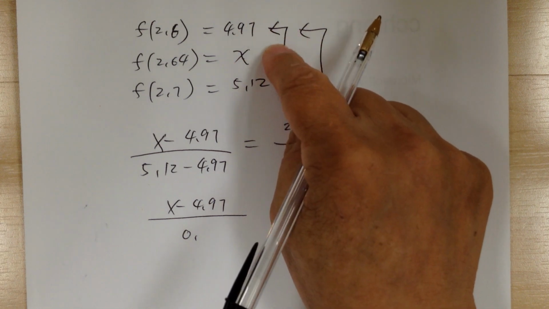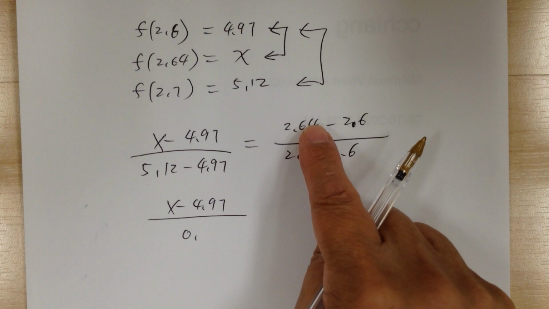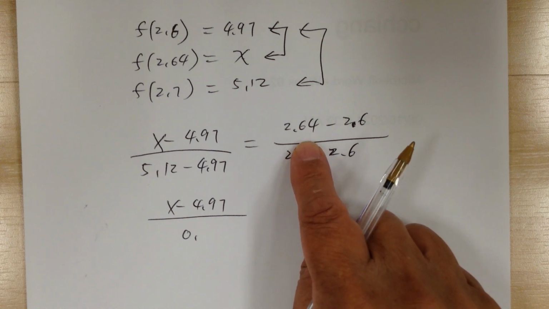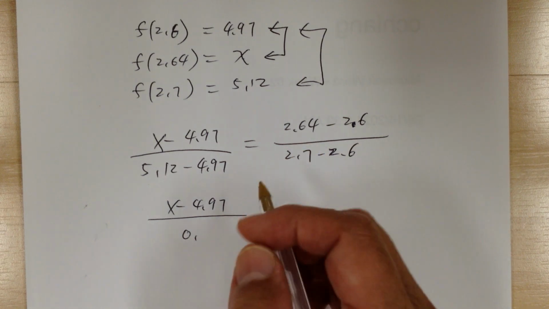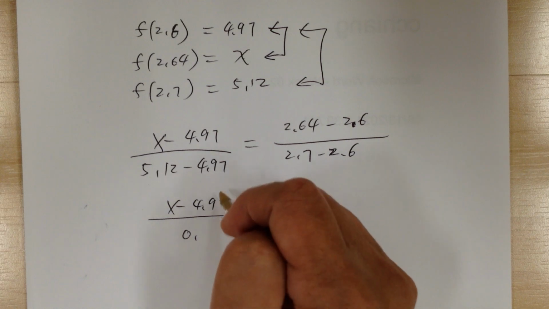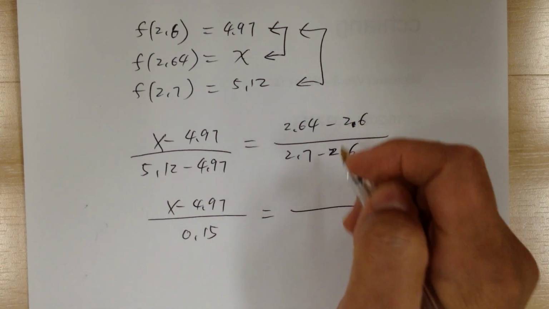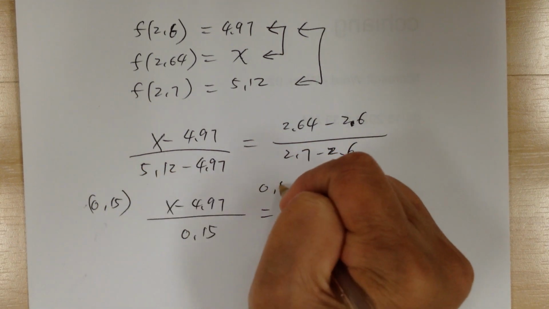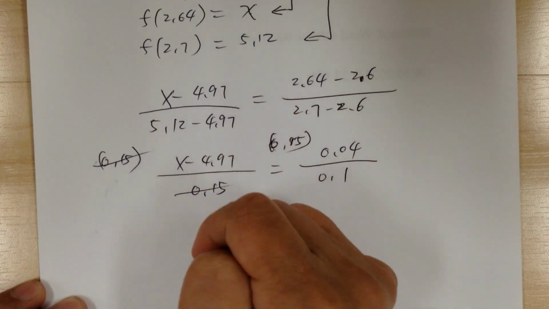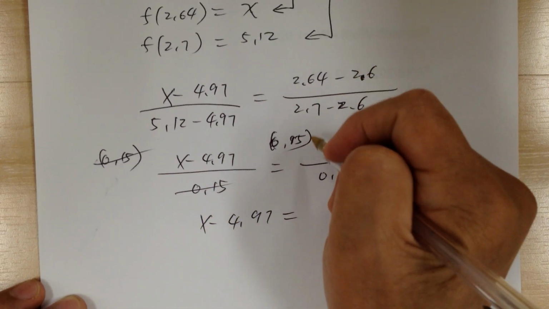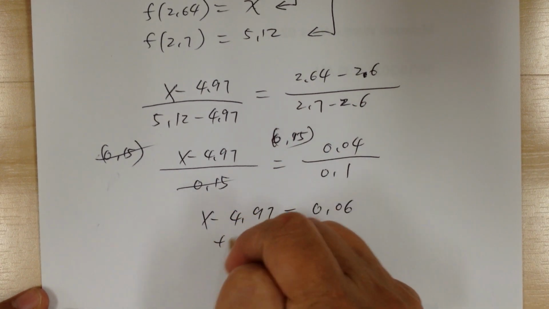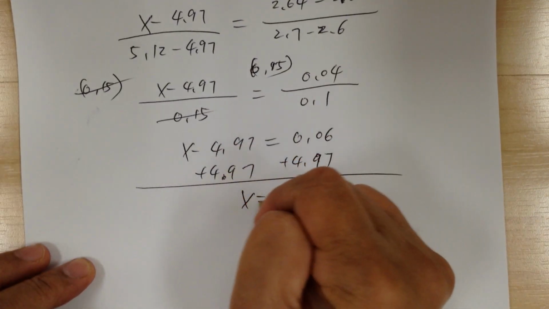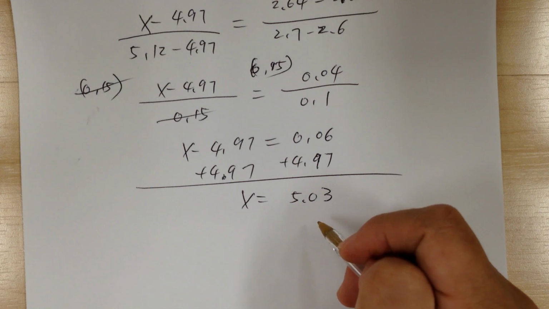Let me double check. This will give me 0.15, there we go, and this will equal 0.04 over 0.1. Let's multiply by 0.15, so this will cancel out. So I get x minus 4.97 equal to, get your calculator, you work it out, 0.06. Then you add 4.97 on both sides. So you get x equal to 5.03, and so this would be answer C.